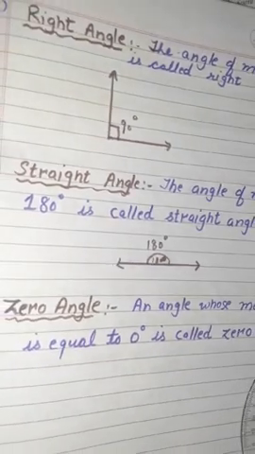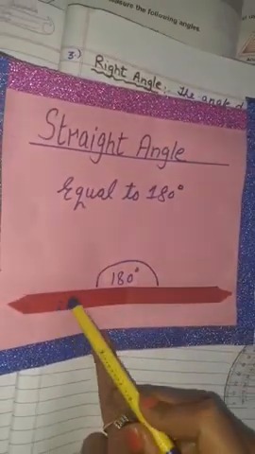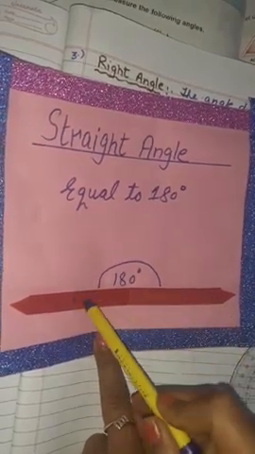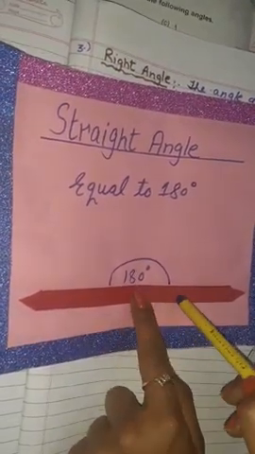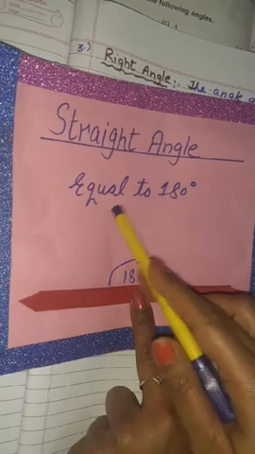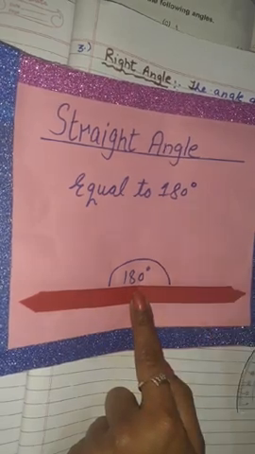So here is your straight angle. These two rays are showing a straight angle, so it is equal to 180 degrees.